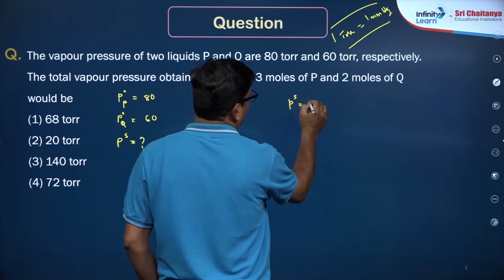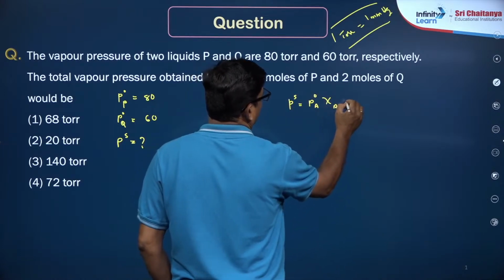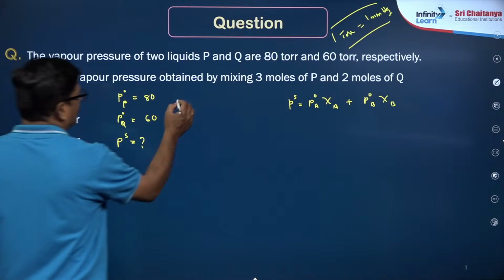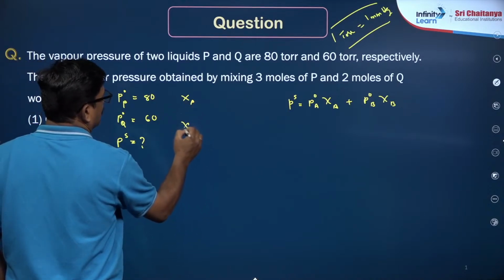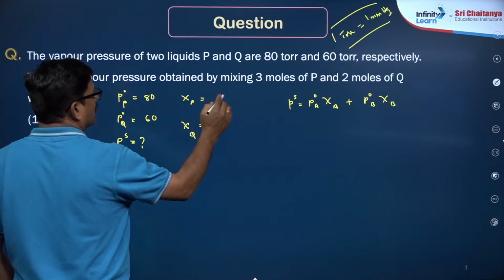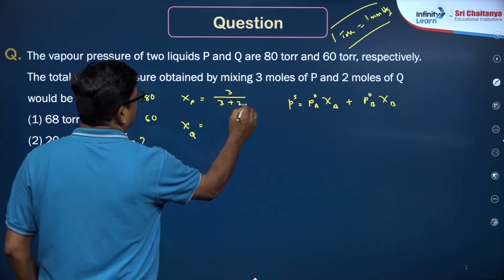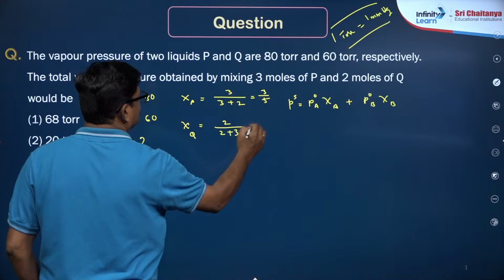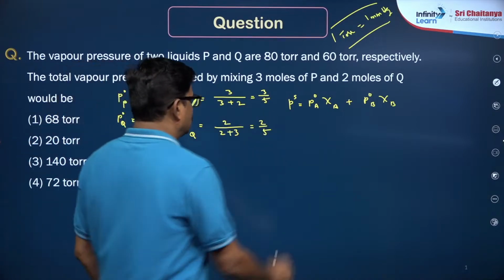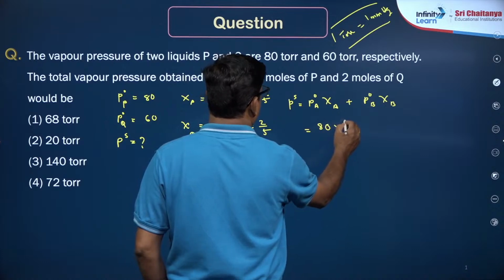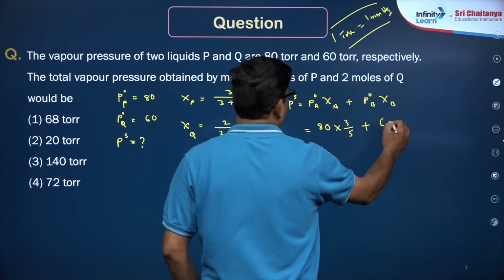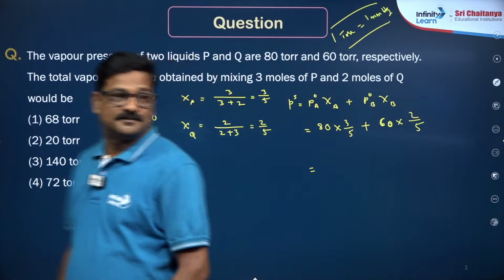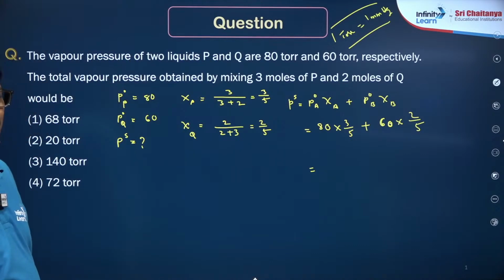PS is equal to P naught A times mole fraction of A plus P naught B times mole fraction of B, right? What is the mole fraction? We have 3 moles of P and 2 moles of Q. No problem, 3/5 and 2/5. So it is going to be 80 into 3/5 plus 60 into 2/5. How much did you get? This is your answer. Got it?